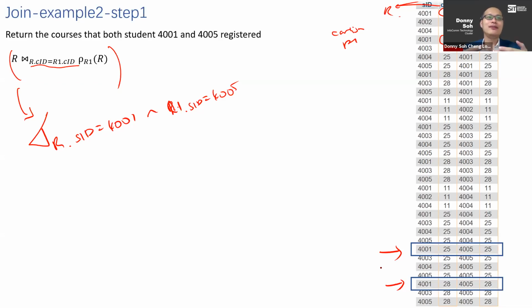Okay, and then the third step: because I only need the course ID, I do a projection of r.cid over this, and it will give me only the numbers 25 and 28.